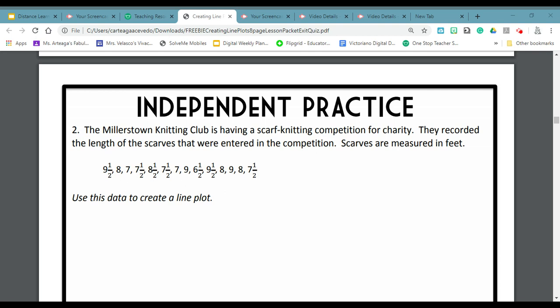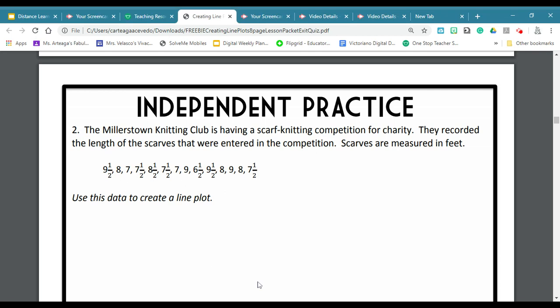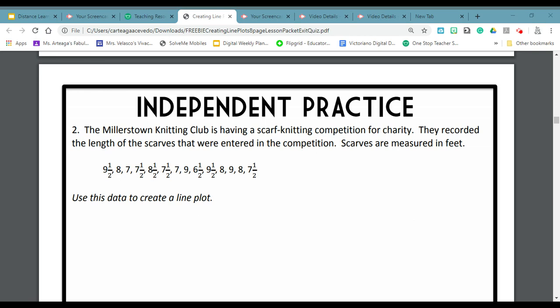Let me remember the name of the town. It was called the Millerston Knitting Club. So here my title is going to be Knitting Club Competition. So again, don't forget to put your titles in the ones that you guys are turning in for your work, okay?